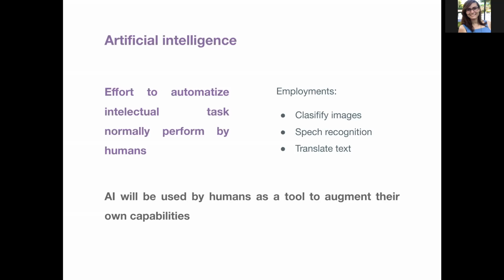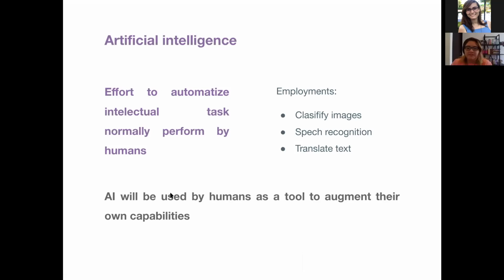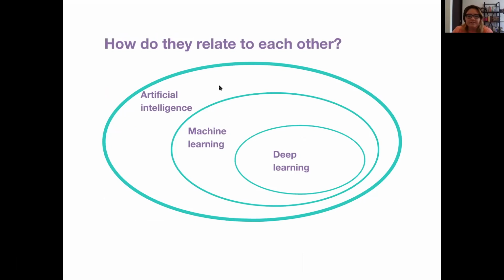So artificial intelligence will be used by humans as a tool to augment their capabilities. I like this phrase very much because sometimes we think that machine learning is going to do our work. In some cases, this is true, but the main objective of artificial intelligence is to do the things that we cannot. Artificial intelligence also includes machine learning and deep learning. In the next slides, I'm going to define what machine learning is.